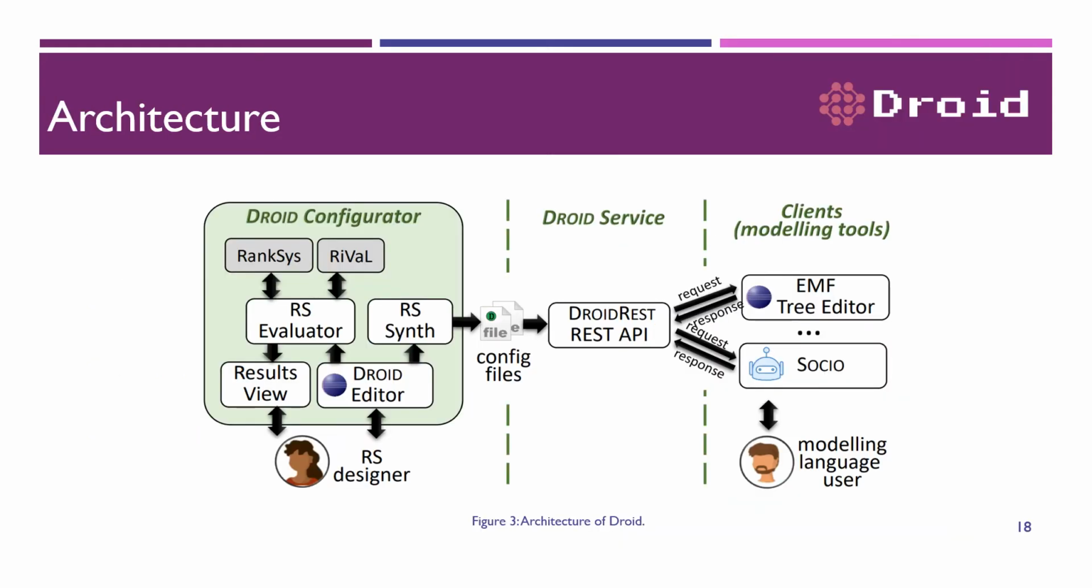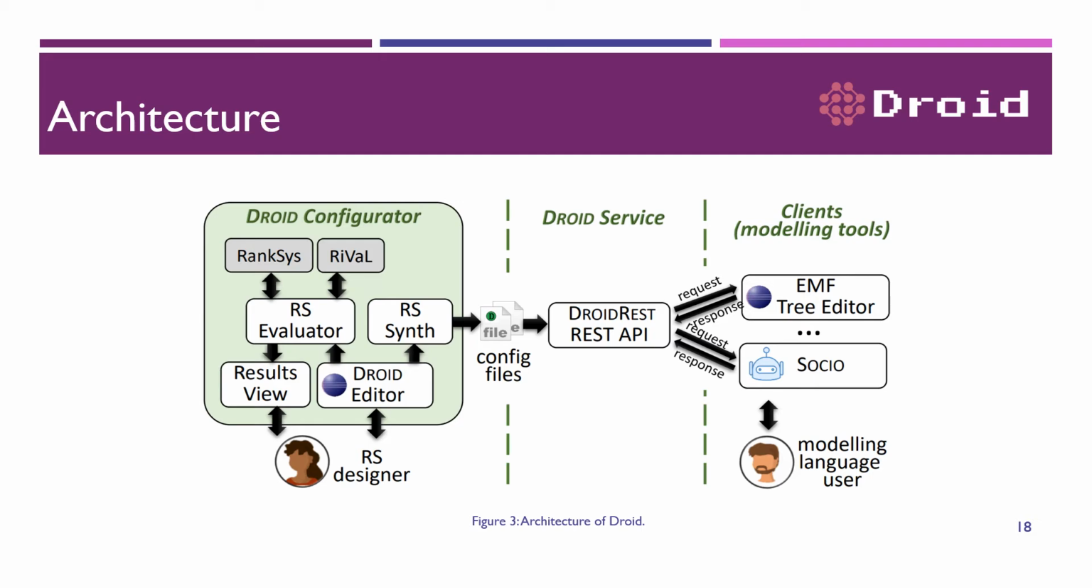The architecture of the Droid ecosystem comprises three parts. The Droid configurator permits the configuration, evaluation, and synthesis of the recommender system. It provides a textual DSL within the Droid editor, a recommender system synthesizer, a result view, and a recommender system evaluator that relies on external libraries, LensKit and Librec. The Droid service, that is a generic recommendation REST API, can be customized for our modeling languages using the configuration files generated by the recommender system synthesizer.